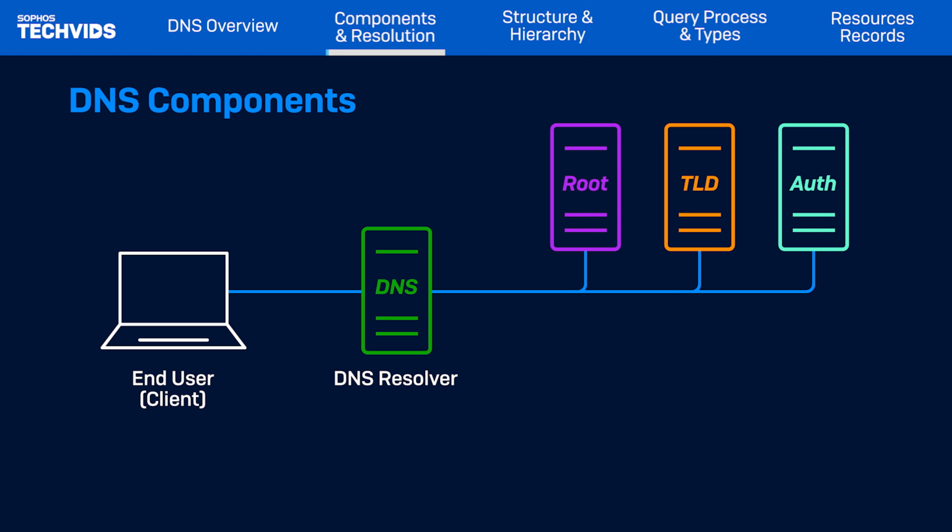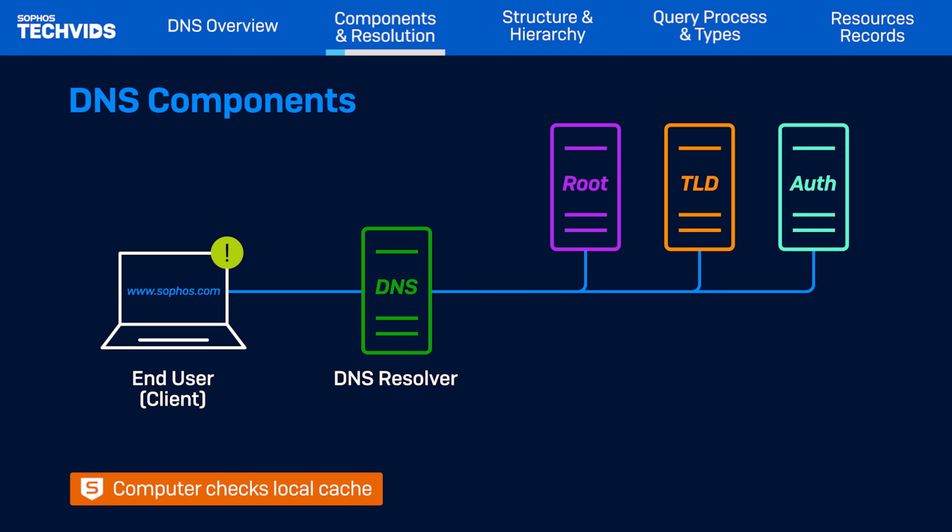DNS involves a series of interconnected components. Each plays an important role in the efficient resolution of domain names. Here's an example DNS resolution process from a server perspective to help explain. The process starts with a user query. They want to visit sophos.com and enter the FQDN in their browser. The user computer checks if the info is cached in its local DNS. If found, the process stops here and the web page will load.